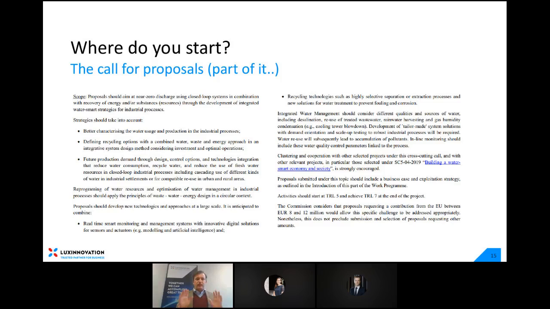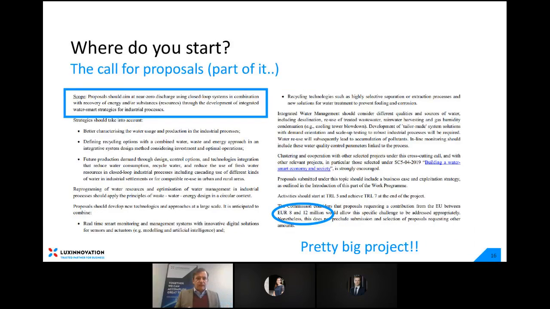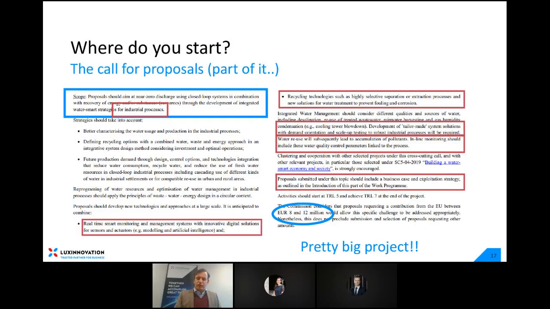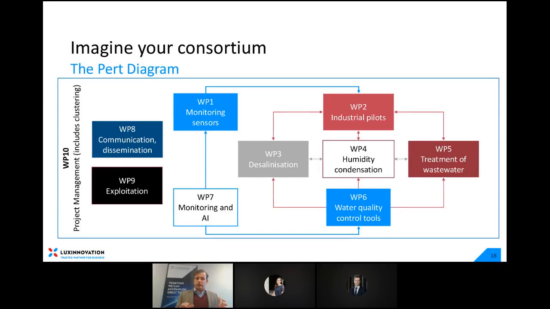Let's start from the text of a call for proposals in Horizon 2020, in this case. It was a call for proposals on water reuse in industrial processes. The budget was pretty high for each single proposal, up to 12 million euros. The call for proposals also tells you what you really have to do in terms of science, but also in terms of horizontal activities.